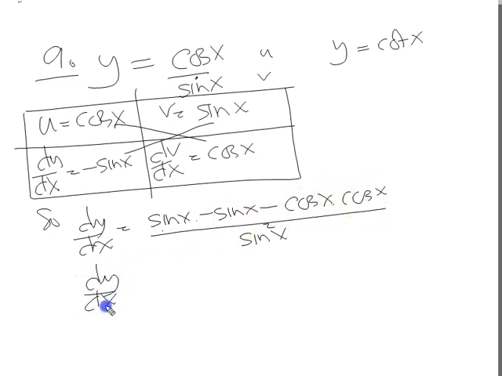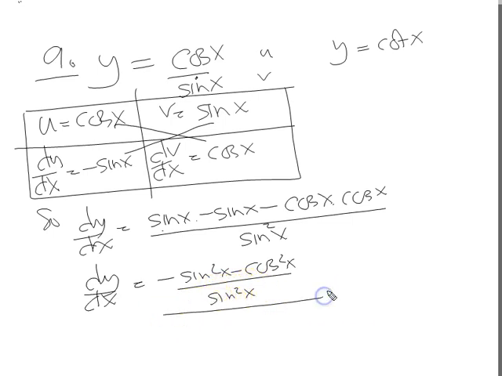Let's tidy that up then. Equals minus sine squared x minus cos squared x over sine squared x. Alright then, so that's the answer. But we mentioned it was cot at the beginning, didn't we? And what it differentiates to.